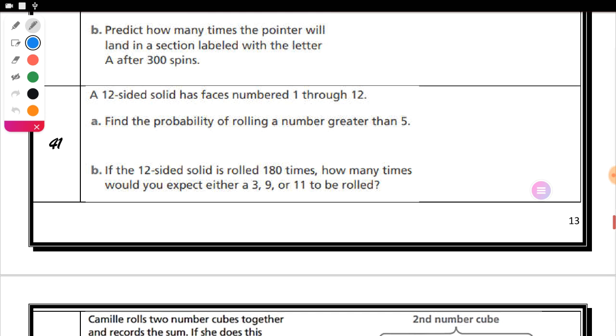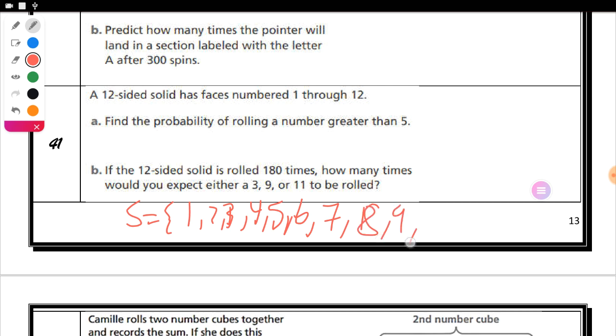Twelve-sided solid face. As I told you before, if you have numbers or something like this, it's easy to write the sample space first, which included 1, 2, 3, 4, 5, 6, 7, 8, 9, 10, 11, and 12. Why do we use 12? Because he said that this 12-sided solid is rolled 180 times. How many times?